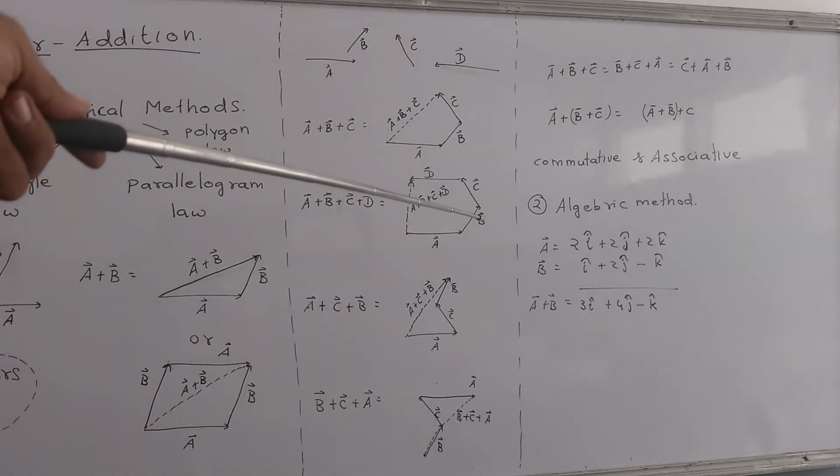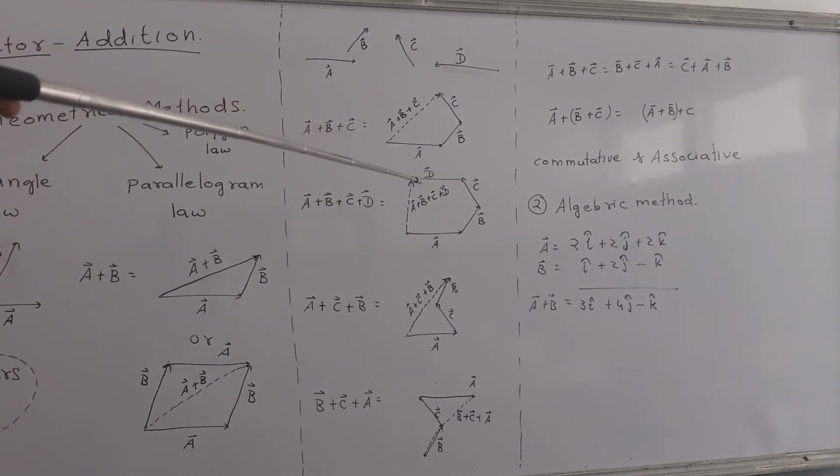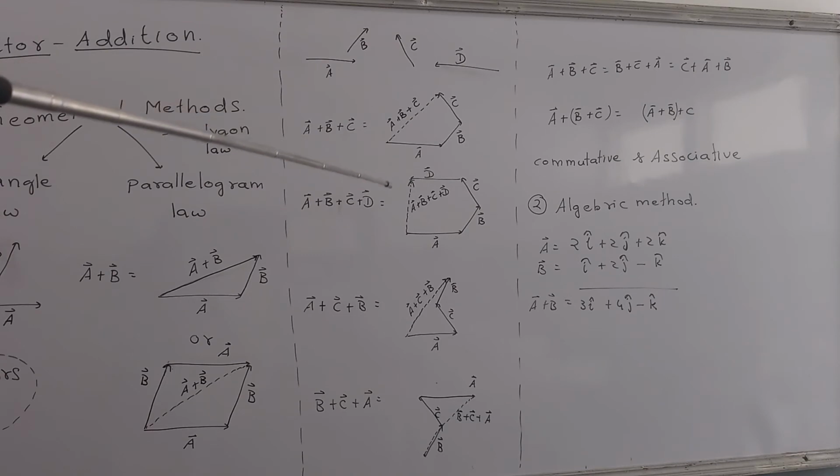Where it ends, draw vector B. Where it ends, draw vector C. And from where C ends, draw vector D. And join the initial and final points. This vector will be A plus B plus C plus D.